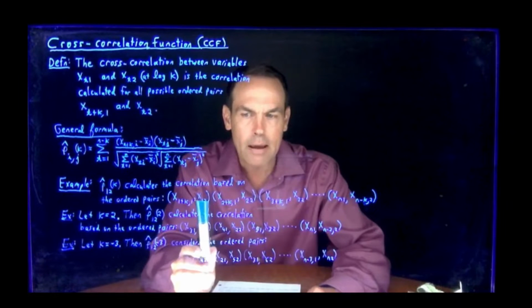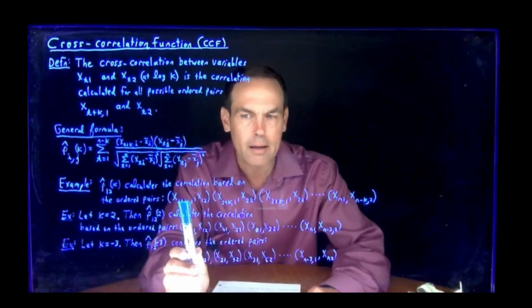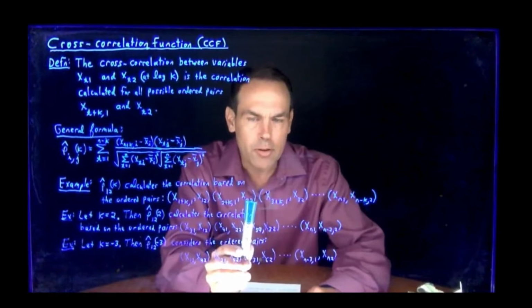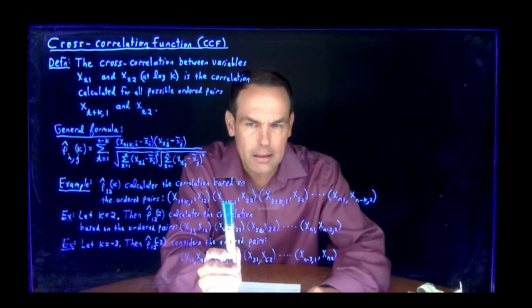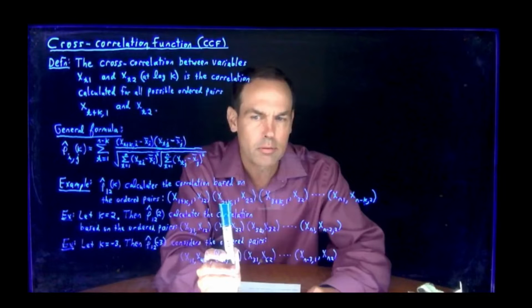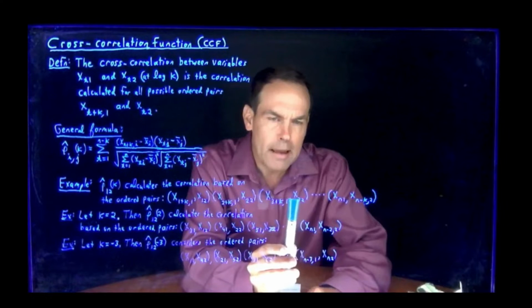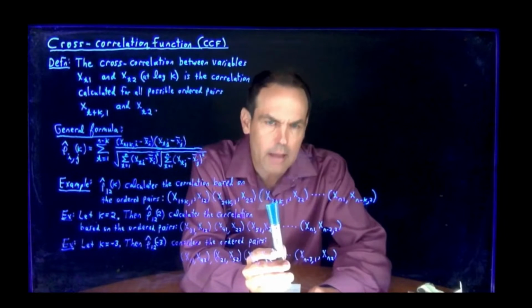Look at the second variable, and we're talking about time point 1. Well, that's going to be paired with the first variable at time point 1 plus k. Let's go to the second ordered pair. Variable 2 at time point 2 paired with variable 1 at k lags ahead of 2. Let's keep going. Third ordered pair. Variable 2 at time point 3 paired with variable 1 at k time points ahead of 3.